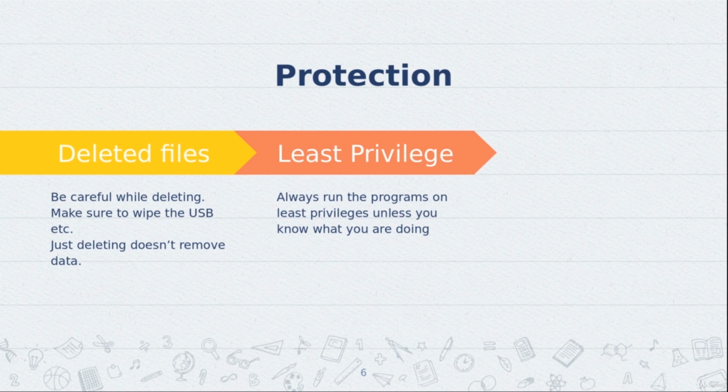Least privilege: always run programs on least privilege. Don't give permissions or access or privileges that the devices don't need. For example, there is no need to run a PDF file with root privileges. So make sure that you don't give extra privileges or authorization to programs that don't need it.